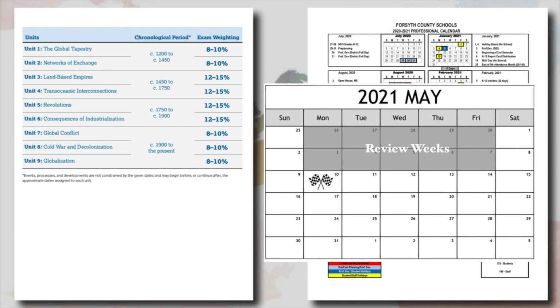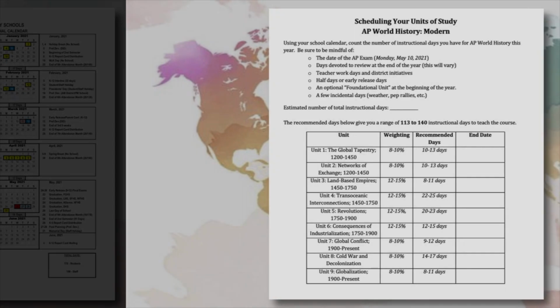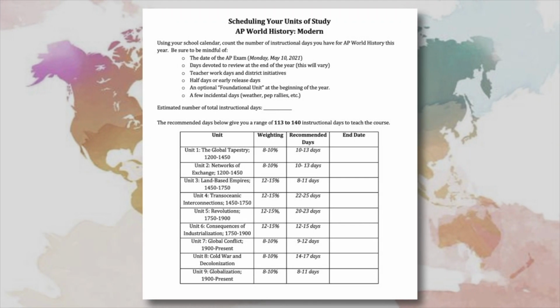So I discount several weeks on either end of instruction for a foundation unit and for review. And from there, I will calculate the total instructional days I have in the school year. Now, I've created a form to help plan the end dates for each unit or each chronological period. You can find a link to it below in the description section of this video.